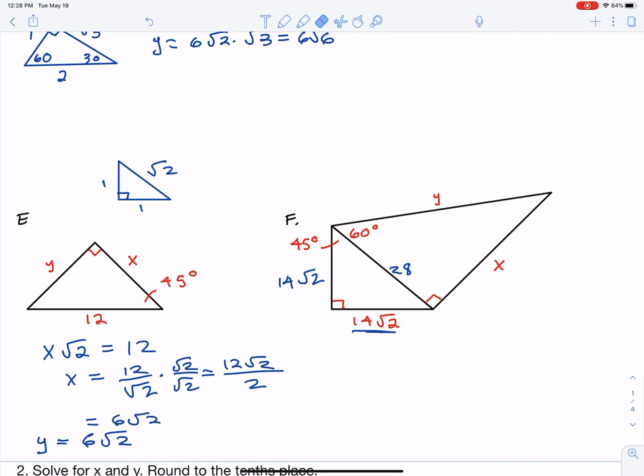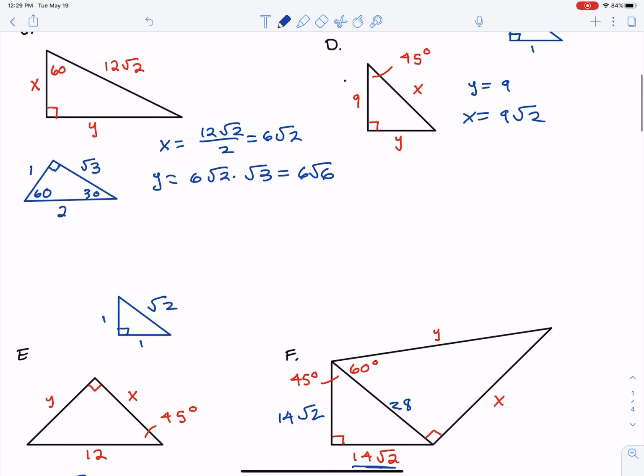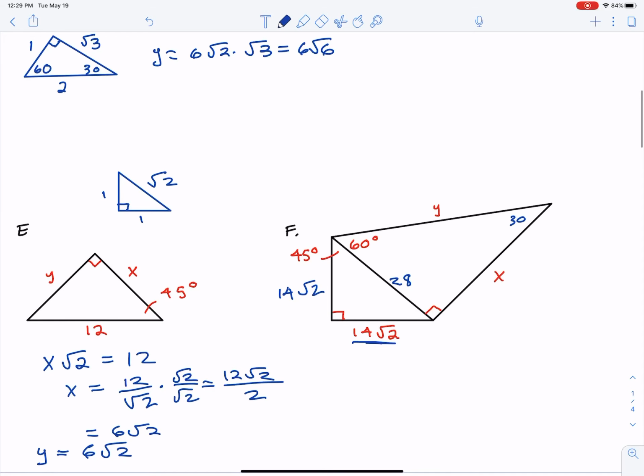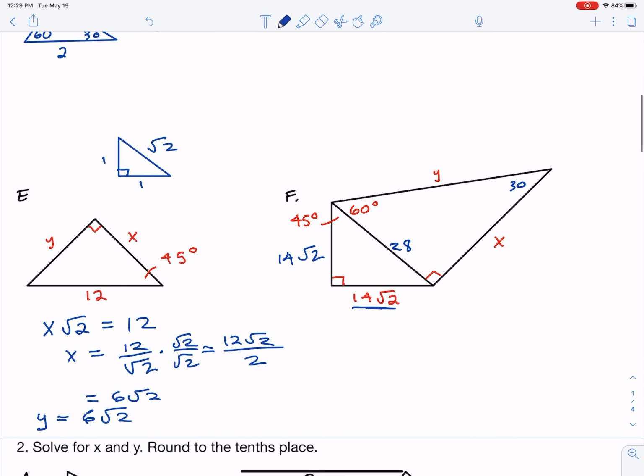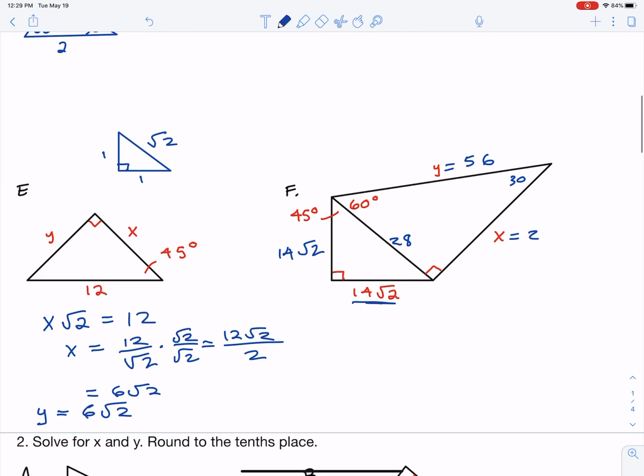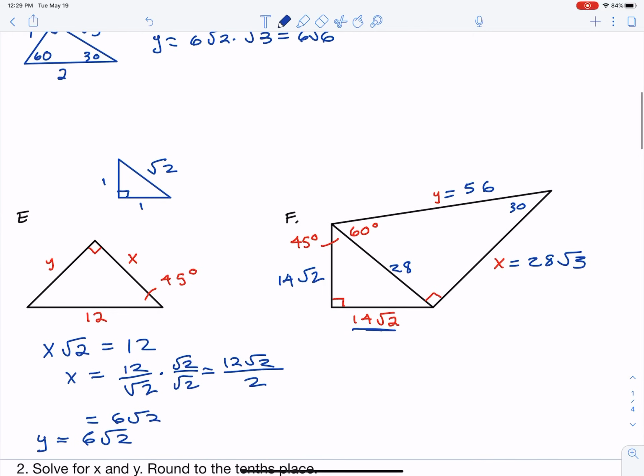Now, what do we have? Oh, we have a 30, 60, 90 triangle. And we happen to have that the short side of that triangle is 28. What does that mean the hypotenuse is? Well, the hypotenuse has to be twice as much. So it has to be equal to 56. And what does the long side have to be equal to? Well, it has to be equal to the short side times root 3. So 28 root 3. Okay?